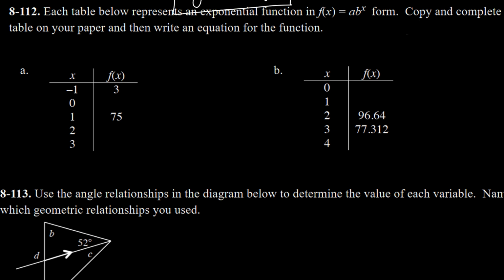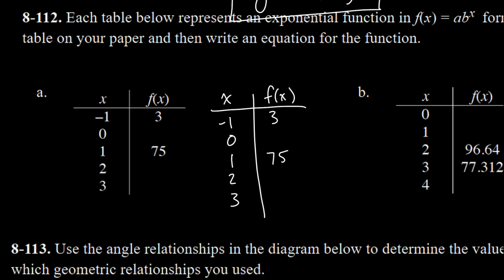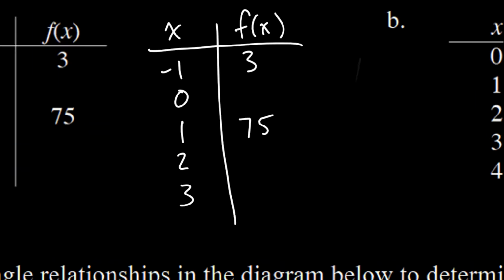For the next question, it says each table below represents an exponential function in f of x equals a times b to the x form. Copy and complete each table on your paper, and then write an equation for the function. So the next problem does ask us to copy down this table and then to complete it and then come up with an equation in the form y, or f of x equals a times b to the x. So I've copied the table down here.